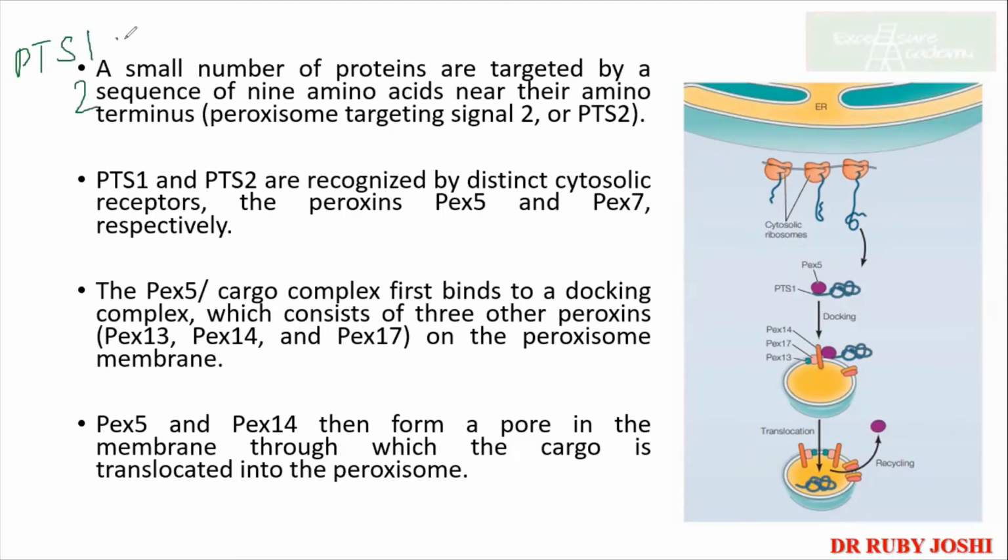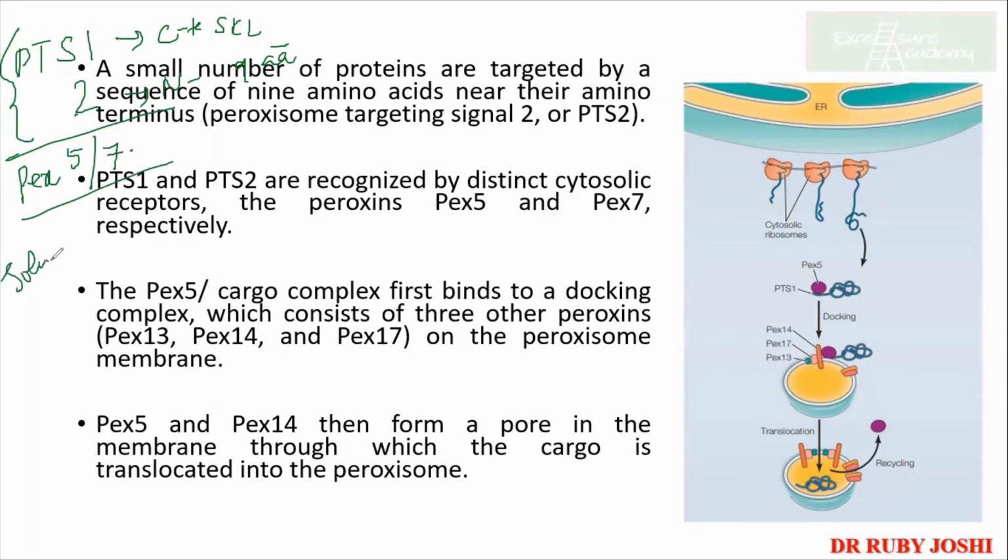So I hope this much is clear, like what peroxisomal target signal sequence meant. 1 and 2. So 1 is at the C terminal, where you have got the SKL sequence. For 2, it is the N terminal, where a 9 amino acid sequence is there. Now these two signal sequences will be recognized by the receptors known as PEX5 and PEX7. They are present in the cytoplasm.